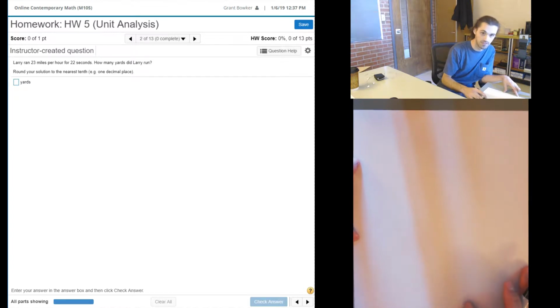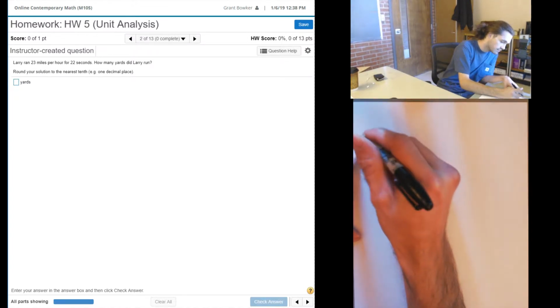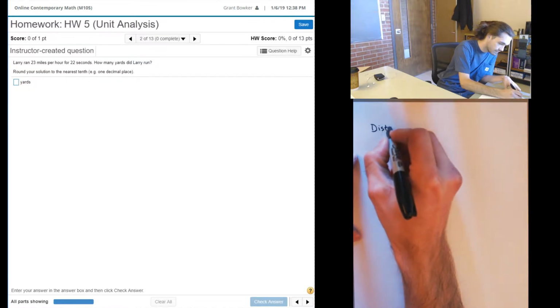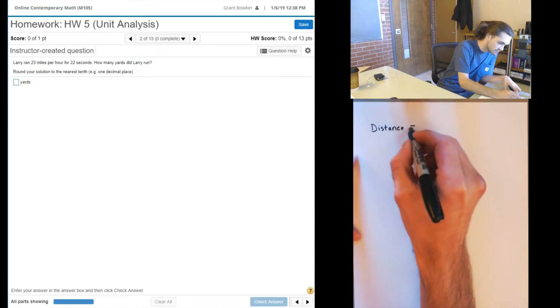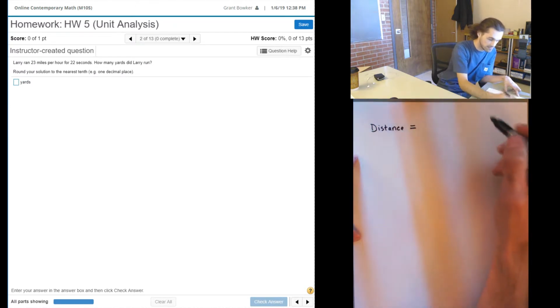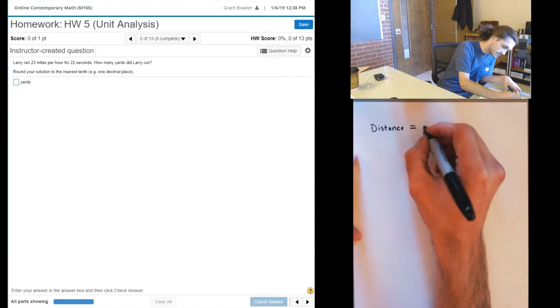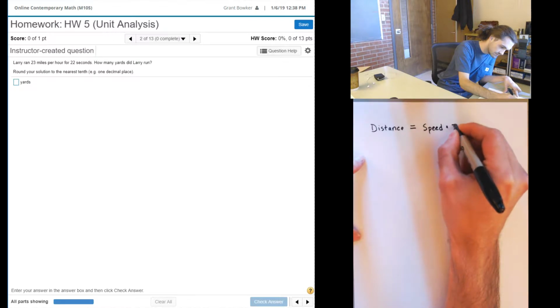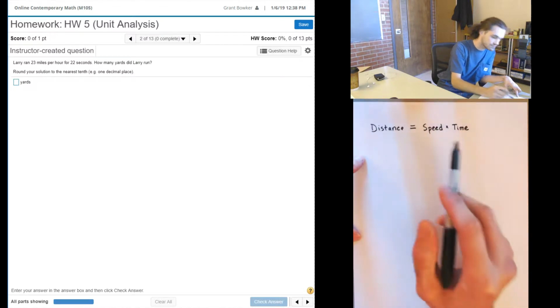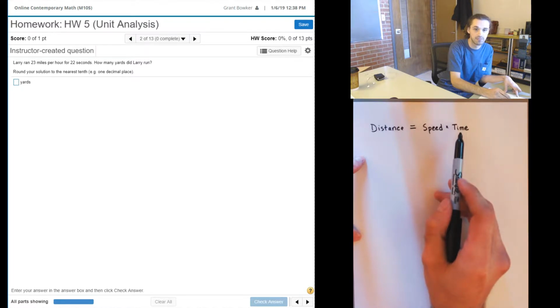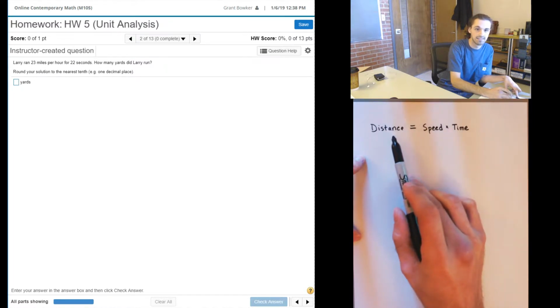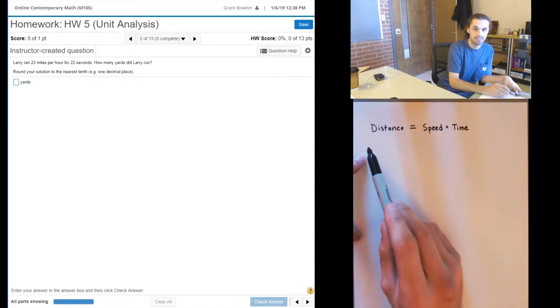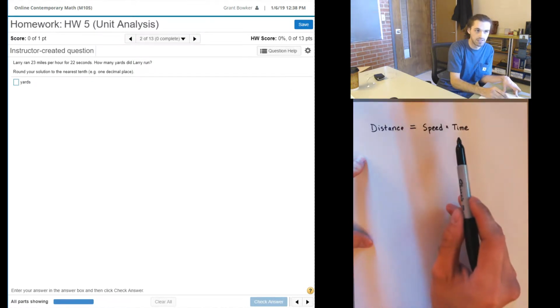So how many yards, what we're solving for here is a measure of distance. Distance equals, let's see, speed. So speed is miles per hour, so that would be distance over time. So distance equals speed times some amount of time. So if we take a speed and we multiply it by some amount of time, what we get in return is a distance.